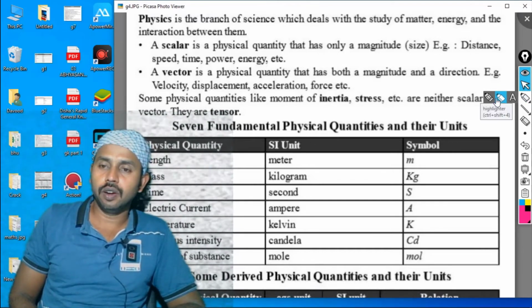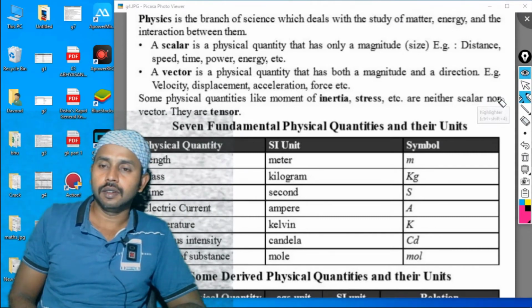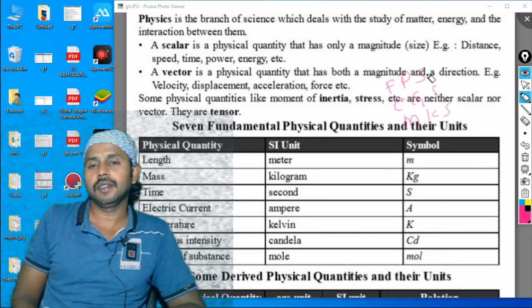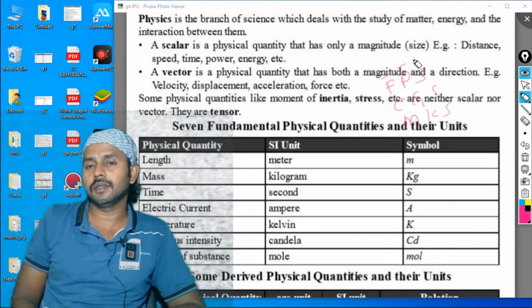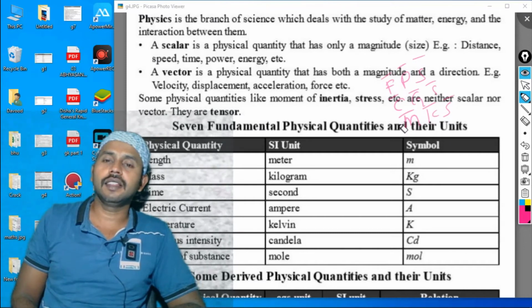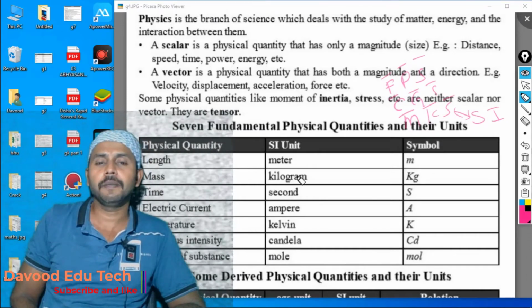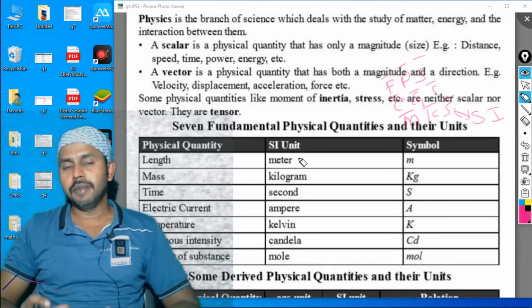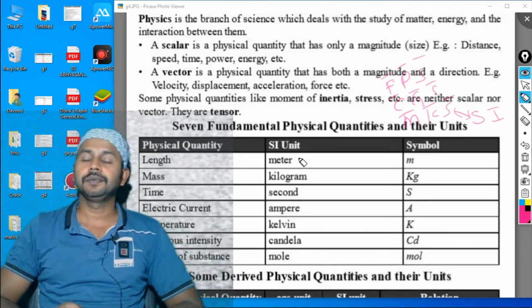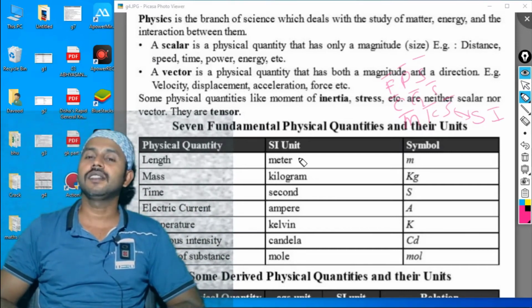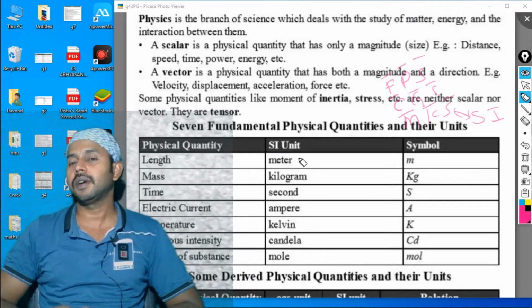Mainly we have FPS, CGS and MKS systems. FPS means foot, pound, second; CGS means centimeter, gram, second; MKS means meter, kilogram, second. These are the systems, and another is the SI system, which is nearly the same as MKS. If you measure any physical quantity on Earth, you take any one system. In London they use the FPS system, while India uses the CGS, MKS and SI systems.